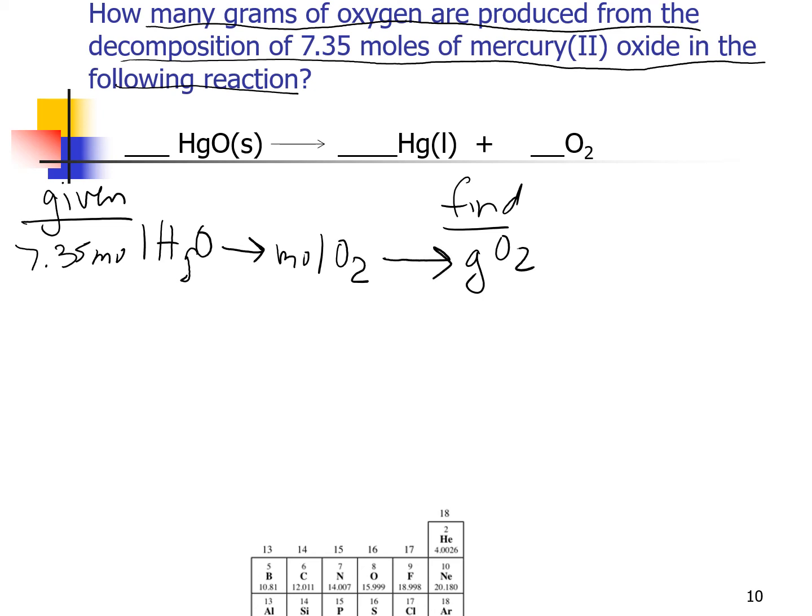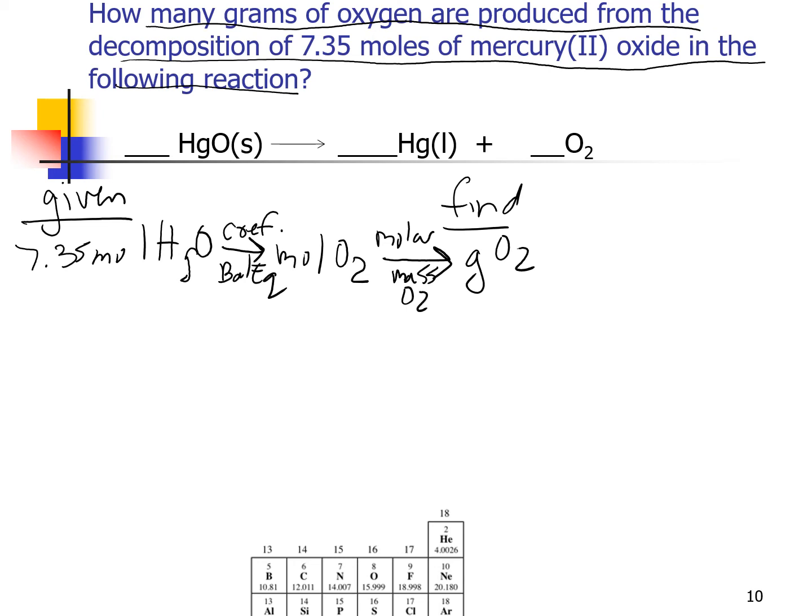So to go from moles of HgO to moles of O2, again, we're converting from one compound to another based on our balanced reaction. We need to have a balanced equation. We're going to use the coefficients from our balanced equation. And then moles of O2 to grams of O2 will be the molar mass of O2.